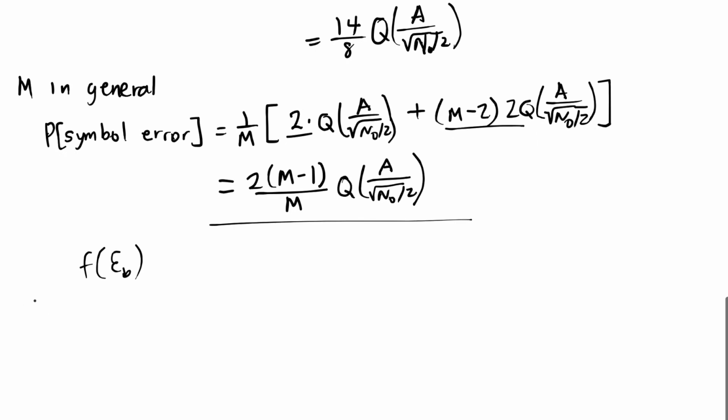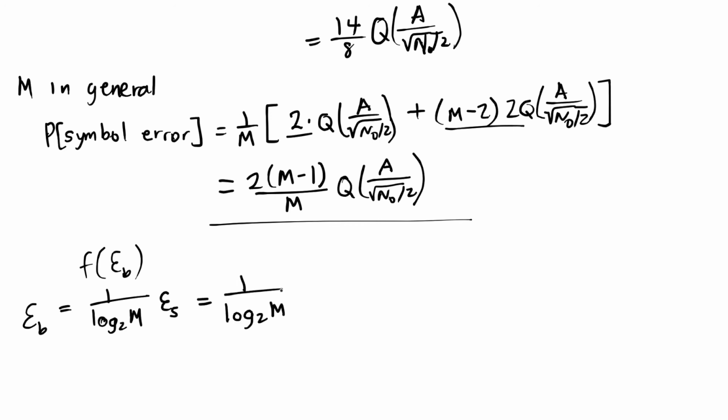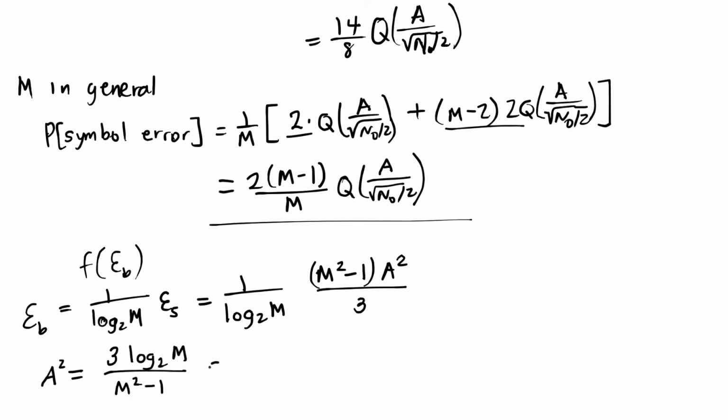So what we're going to do is write an expression for the energy per bit. And as we said before, it's 1 divided by the log base 2 of M times the energy per symbol. And in a previous video, we showed how the energy per symbol is given by (M squared minus 1) times a squared divided by 3. So when I find a formula for a squared, it's going to be flipping these around, and I'm going to have 3 times the log base 2 of M divided by (M squared minus 1) times the energy per bit.